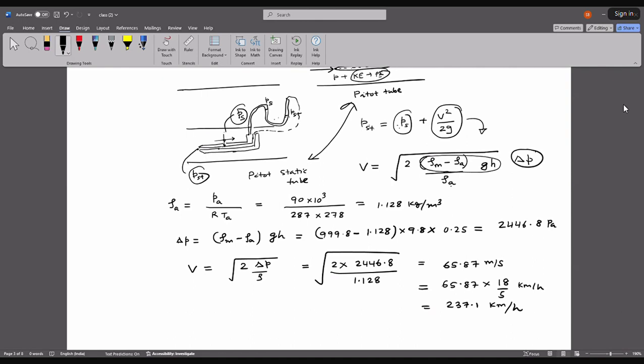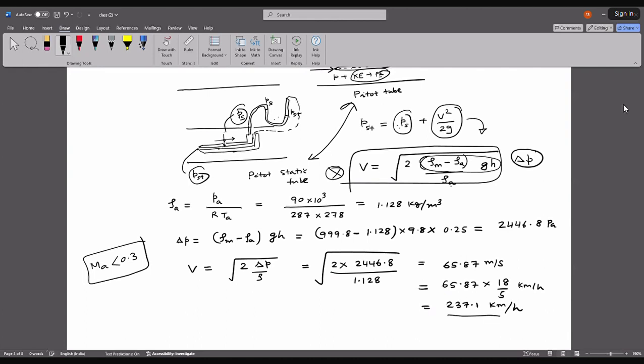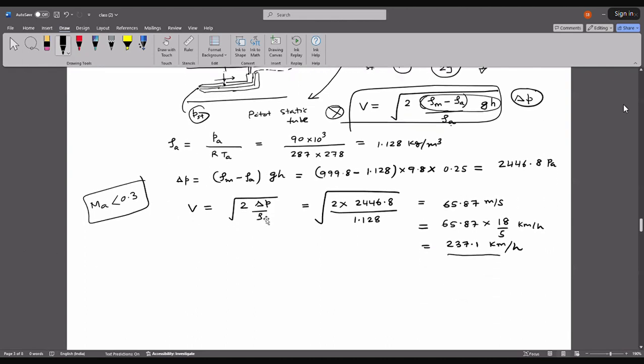But the application of this formula is based on a certain assumption. That assumption is that flow is incompressible. That means your Mach number should be less than 0.3. If the Mach number is greater than 0.3, you cannot apply this formula. You have to use another formula that is given in the text, taking the compressibility into account. So once you calculate the velocity, you need to check for the Mach number.